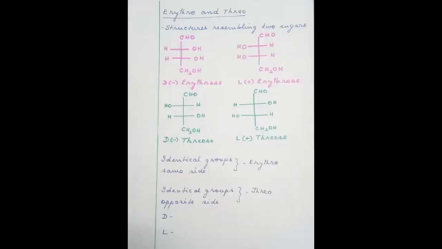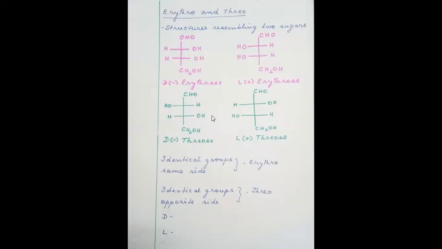Now look here, this is erythro-threo configuration. What is this erythro-threo configuration? Look here, this is a sugar unit called erythrose, where the OH groups are on the right hand side. This is L-erythrose, that is, similar groups are on the same side. But here, when they are on the opposite side, they are called threose. This is D minus threose.